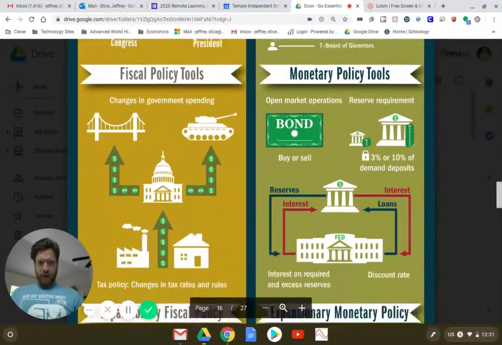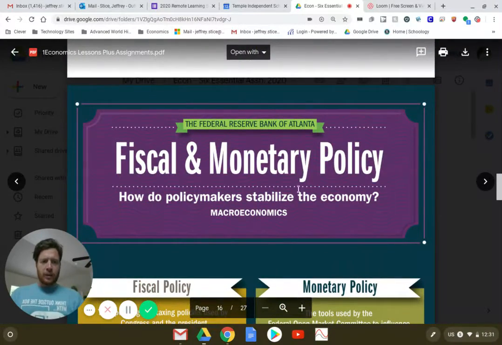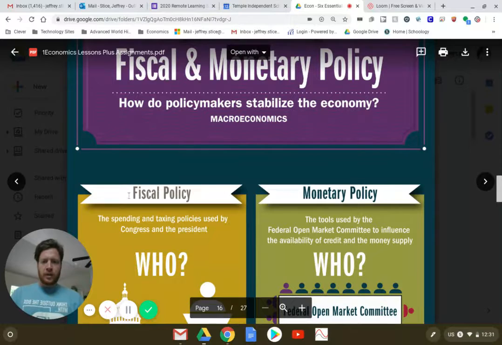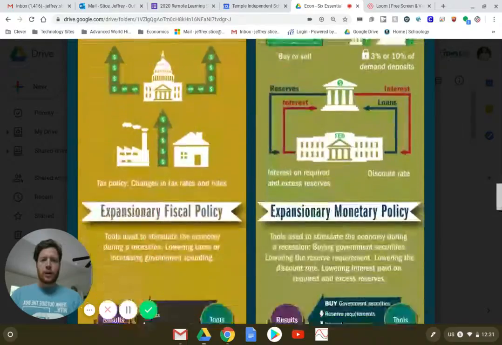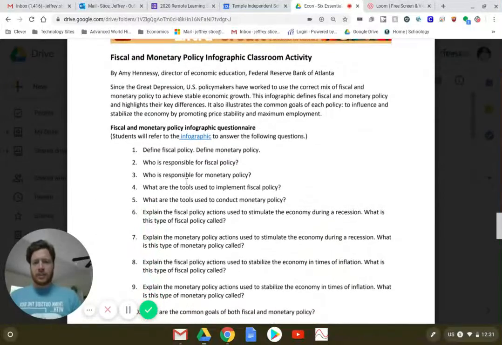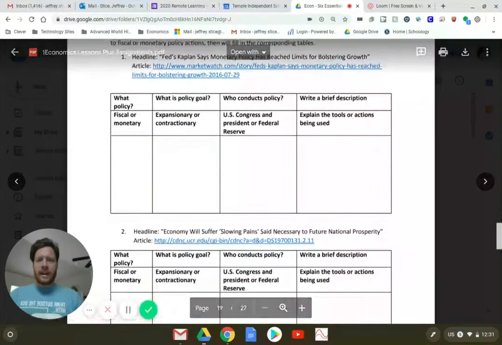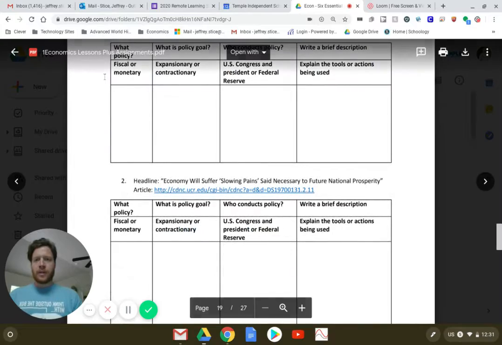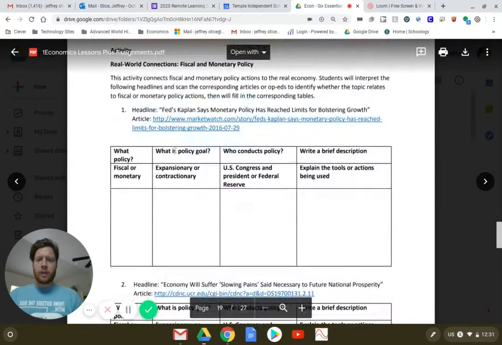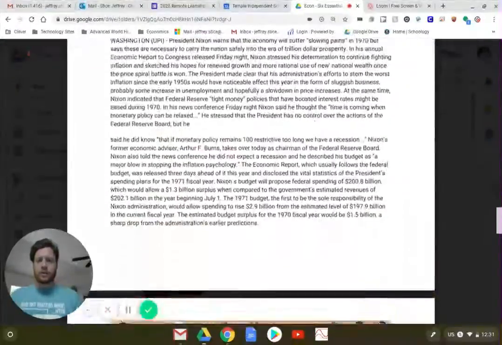Then your third activity is on macroeconomics. You have this nifty graphic that tells you about fiscal policy, what Congress does to impact the economy, and monetary policy, what the Federal Reserve does to impact the economy. Then the activities down below ask you some questions about that infographic that we just looked at. And then it asks you some questions about fiscal policy and monetary policy. So you'd open up these articles, which are already here for you, Article 1, Article 2.